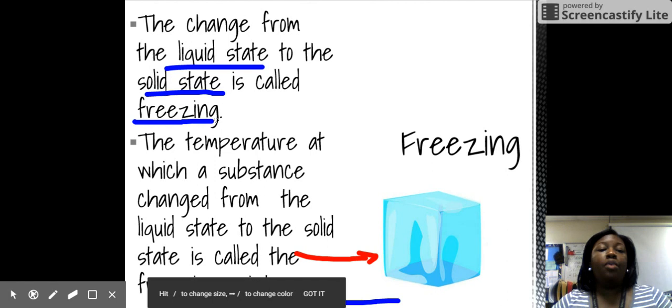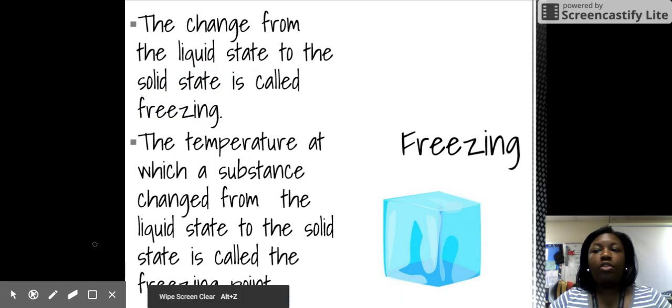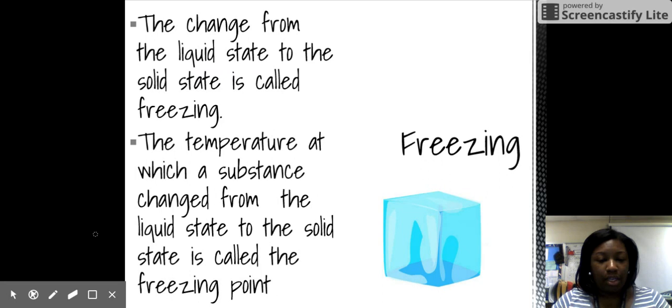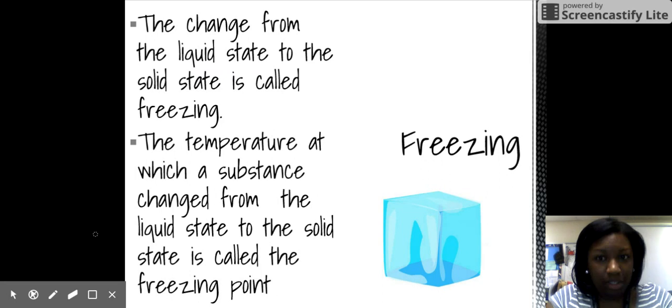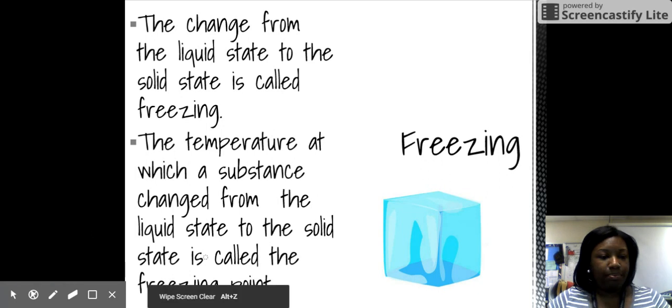The temperature at which a substance changes from a liquid state to a solid state is called the freezing point. So that is when we freeze something, if we're looking at the freezing point. That's how we define freezing: the temperature at which a substance changes from a liquid state to a solid state. So we finished the bottom part of our triangle.